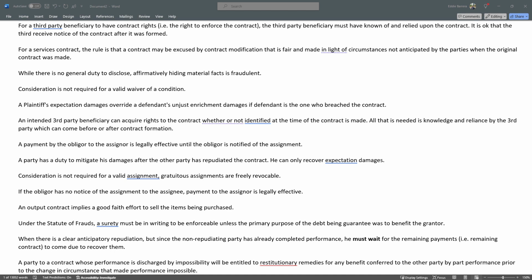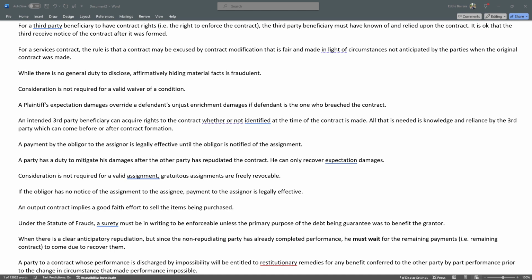For a services contract, the rule is that a contract may be excused by contract modification that is fair and made in light of circumstances not anticipated by the parties when the original contract was made. While there is no general duty to disclose, affirmatively hiding material facts is fraudulent. Consideration is not required for a valid waiver of a condition. A plaintiff's expectation damages override a defendant's unjust enrichment damages if the defendant is the one who breached the contract.